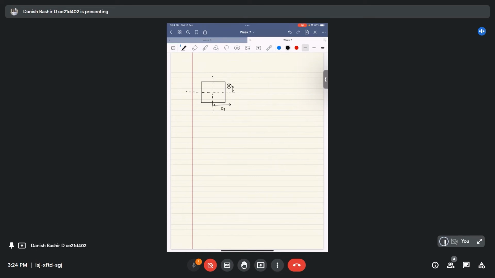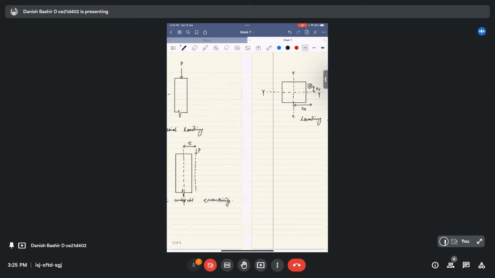You can call it ex, and it is having some eccentricity ey here, for example. This is the x or y axis. Same column with biaxial eccentricity. Loading with biaxial eccentricity. Another classification is based on the slenderness ratio.